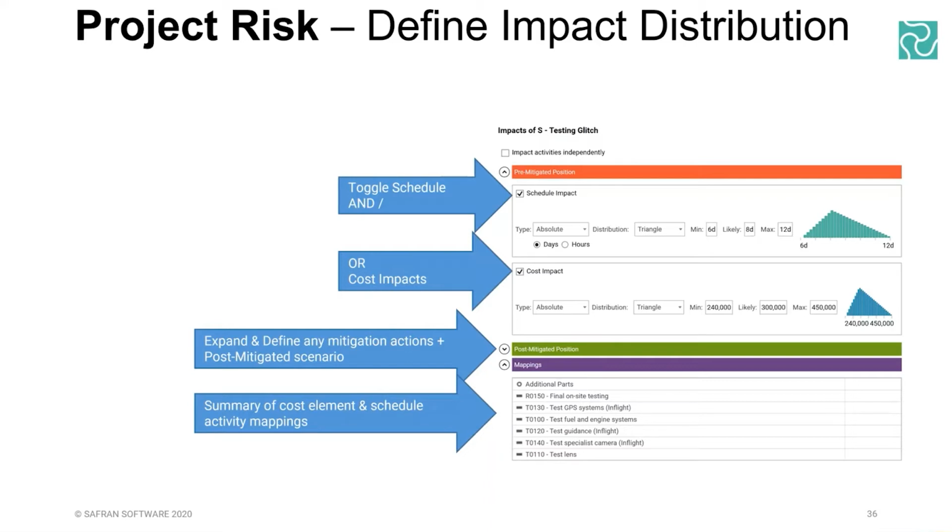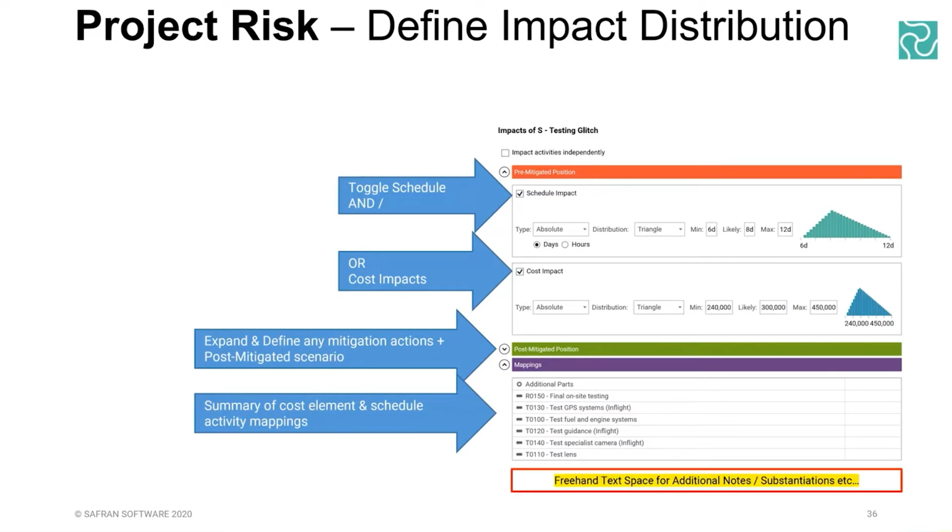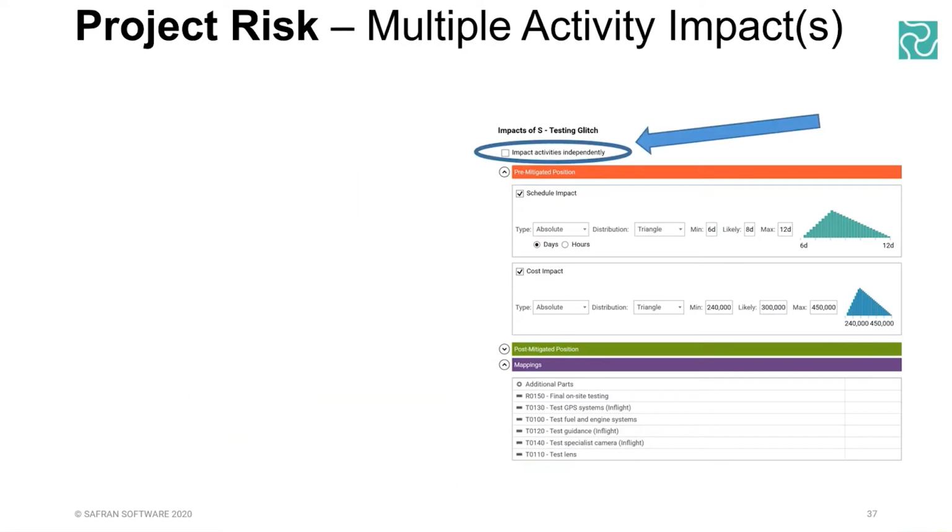But you've also got, under this kind of purple section, the mappings. So there's a little summary that this risk is mapped to different parts of the cost model or different parts of the activity schedule. The cost model being that first one that says additional parts, and you see there's a little circular symbol like a coin. That's the cost model, and all of those other ones are activities. They're kind of Gantt chart bars, as indicated by the little rectangle. There's also a little space at the bottom for freehand text notes if you need to substantiate why you picked a certain probability or certain range or shape, etc. But we can't ignore this thing here.